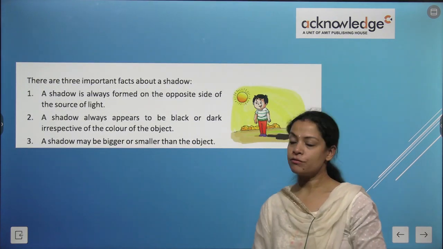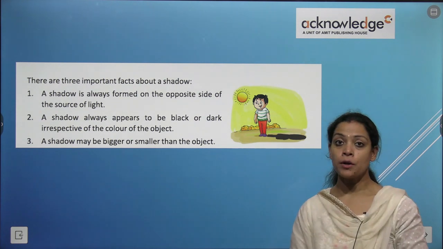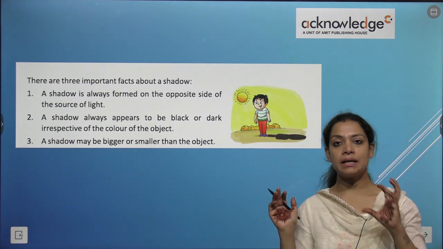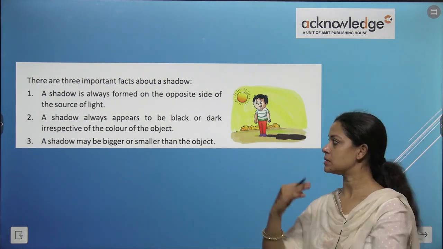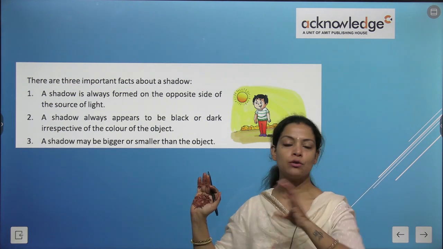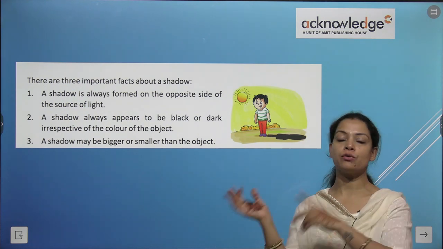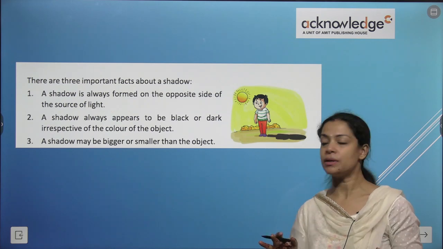There are 3 important facts about the shadow. First of all, the shadow is always formed on the opposite side of the source of light. शैडो कहाँ पे बनता है? अगर light का source ऐसे है तो shadow will be formed on the opposite side. A shadow always appears to be black or dark in color. Shadow का कोई color नहीं होता. Whatever color of dress you are wearing, shadow will not show that color. It will always appear dark.